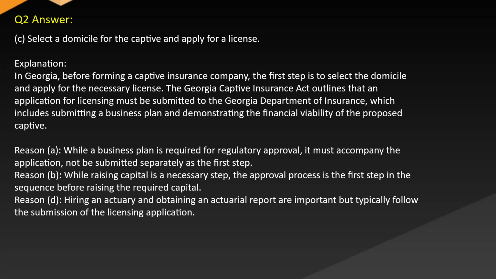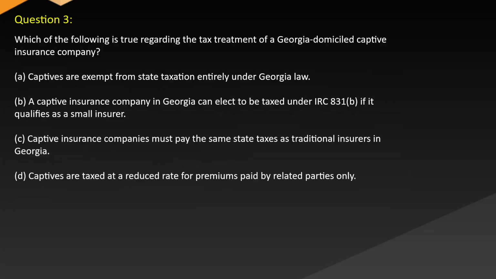Reason A. While a business plan is required for regulatory approval, it must accompany the application, not be submitted separately as the first step. Reason B. While raising capital is a necessary step, the approval process is the first step in the sequence before raising the required capital. Reason D. Hiring an actuary and obtaining an actuarial report are important but typically follow the submission of the licensing application.